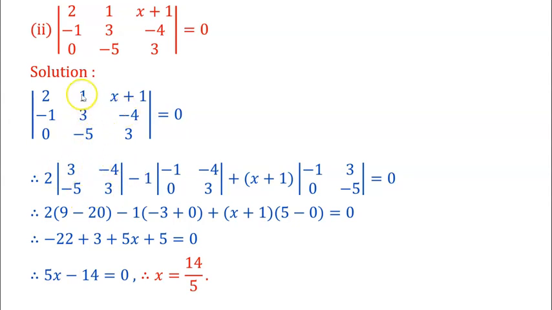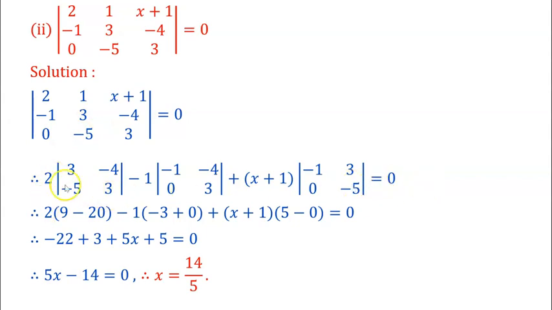Next is minus 1. Eliminate again this and this. Minus 1, minus 4, 3, 0, 3. And the last, x plus 1 into, again eliminate in the first row and third column. You will get here minus 1, 3, 0, minus 5, and that's equal to 0.